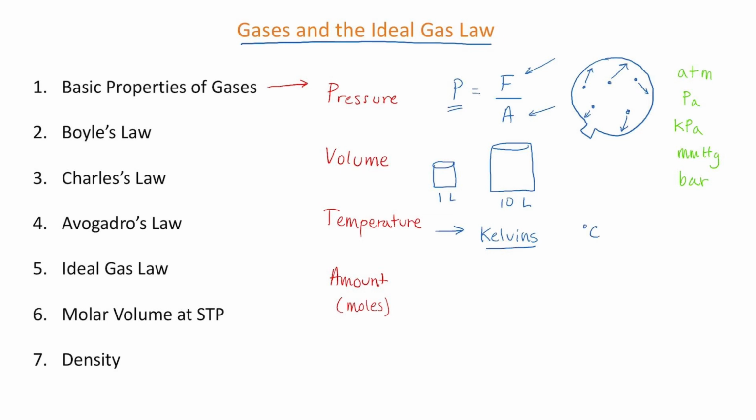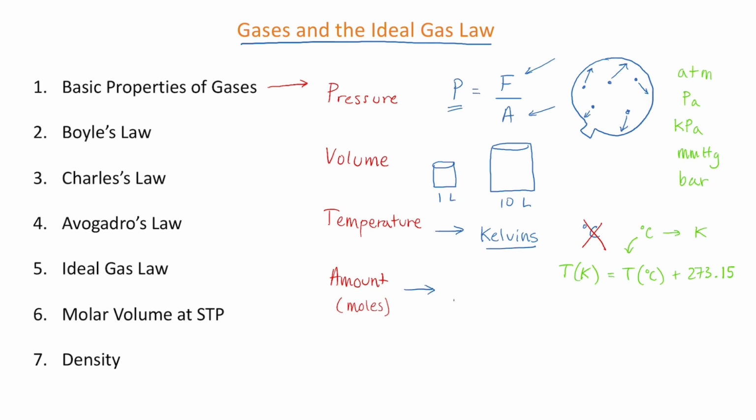So a lot of the times you will get temperature in Celsius, and you need to remember to convert it to kelvins. How do you do that conversion? Well, if you want your temperature in kelvins, all you need to do is take your temperature in degrees Celsius and add 273.15 to it. Now let's look at the last basic property, which is amount.